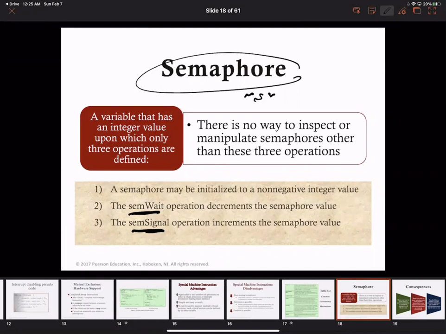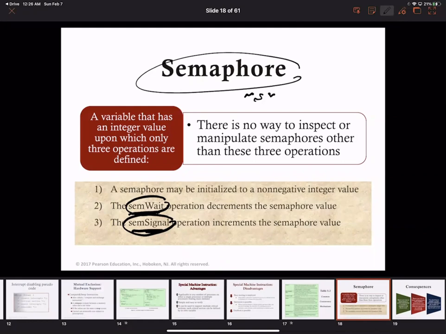And to transmit a signal, the process will execute semSignal. So semSignal is for a process to transmit a signal, and semWait means a process is receiving a signal. When a process receives a signal, it will initiate a semWait, and when a process is transmitting a signal, the primitive semSignal will be initiated. If the corresponding signal has not yet been transmitted, the process is suspended until the transmission takes place.